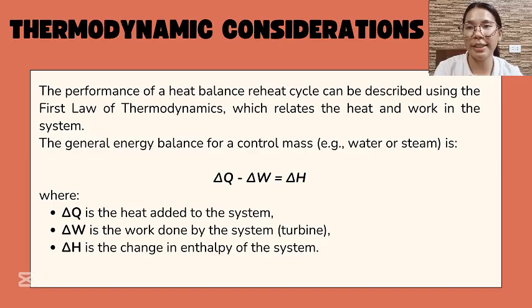The performance of heat balance reheat cycle can be described using the first law of thermodynamics, which relates the heat and work in the system. The general energy balance for a control mass, example given is water or steam, is delta Q minus delta W equals delta H, where delta Q is the heat added to the system, delta W is the work done by the system, or what we call turbine, and delta H is the change in enthalpy of the system.